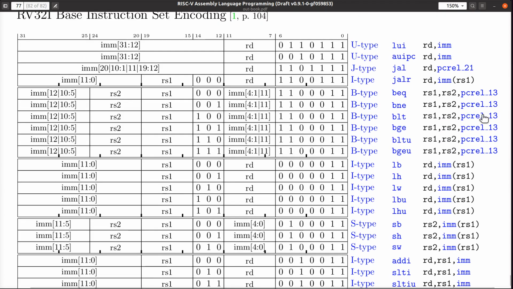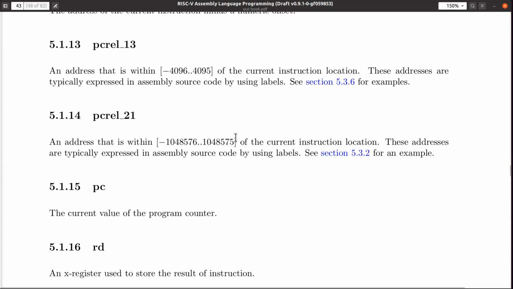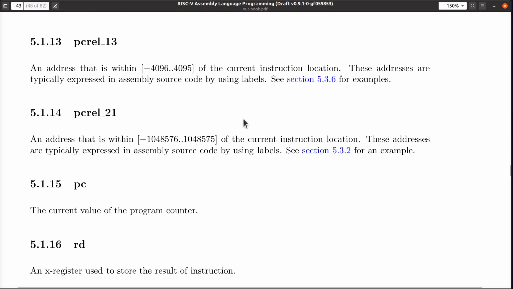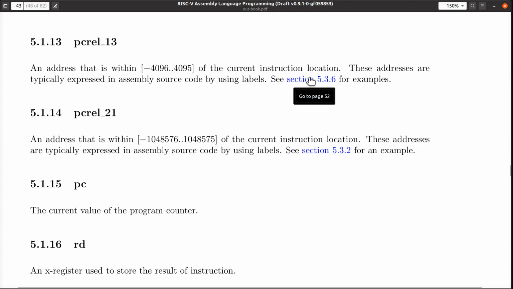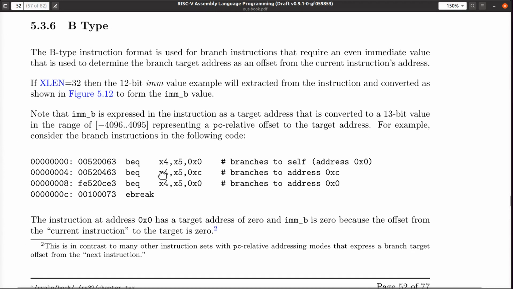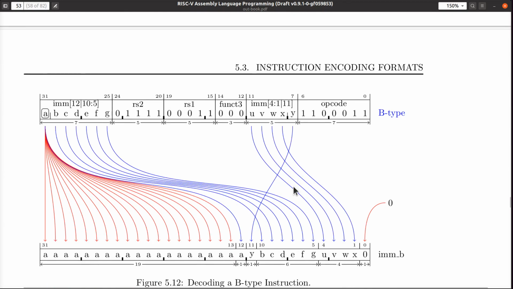Now let's go look at the PC-REL 13, and this is going to be related to PC-REL 21 as well. And once we've done this, we've covered all the bases. Let's look at PC-REL 13. You click on that, it takes you up here. Well, a nice detailed definition, right? An address that is within minus 4K to plus 4K minus 1 of the current instruction location. These addresses are typically expressed in assembly code by using a label. Oh, that should be the thing we were just looking at. Here's the diagram we were just looking at down here, but we scroll up.